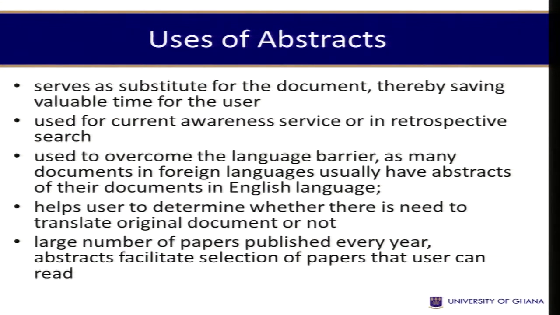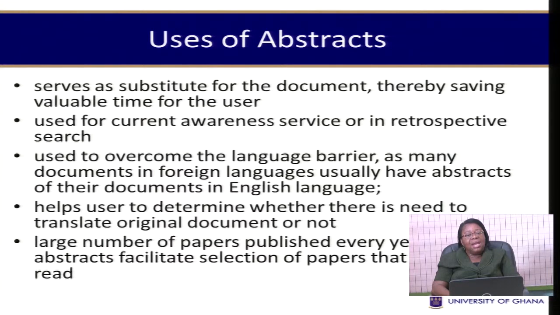So let's look at uses of abstracts. It serves as a substitute for the document. We said as a surrogate, so it saves you time. Whenever any researcher is undertaking any work, he does not consult just one book. He consults a number of journal articles. Now, he will save time by reading the abstract and deciding whether those journals are relevant for the work. If he had to read the detailed article, he will spend all his time reading articles and never get to start his work. So the abstracts serve a very, very useful substitute for the documents that the researchers need to review.